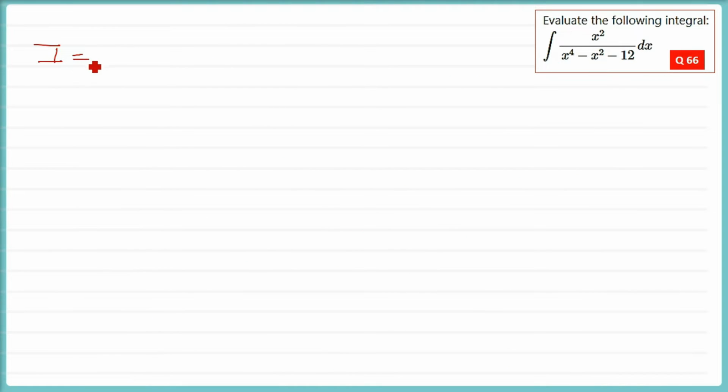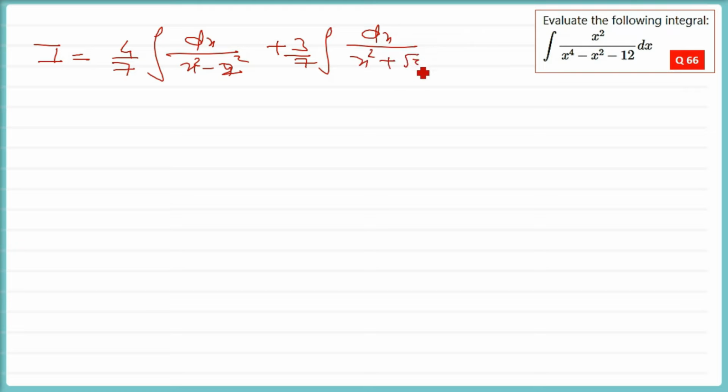So what I just told you, I'm writing it in a fairer way. It will be 4 by 7 integration of dx divided by x square minus 4. You can write it as 2 square, because we'll use the formula. B came as 3 by 7 integration of dx divided by x square plus, we are writing not 3 but root 3 square, again using the formula. We are applying the formula just now: dx divided by x square minus a square.